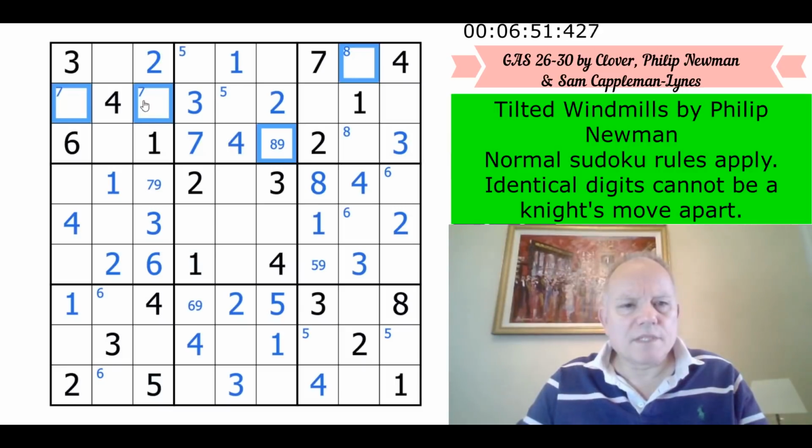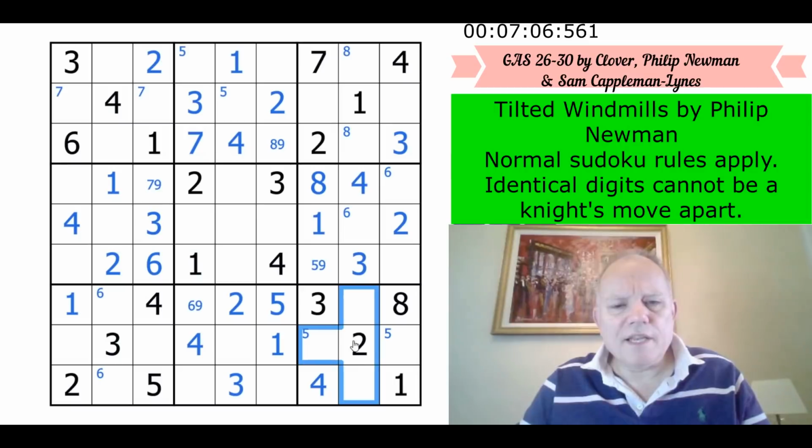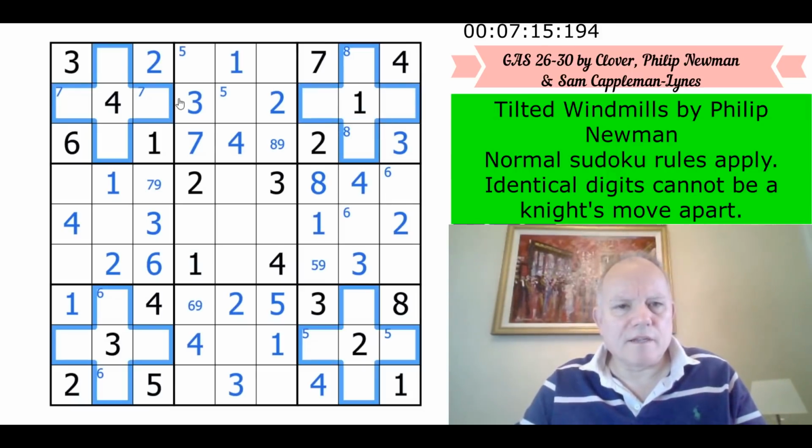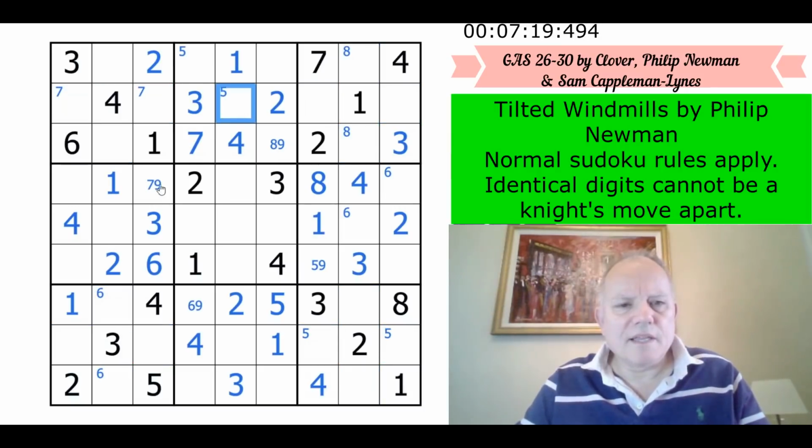8 there would force that to be an 8-7 pair. So we'd have a 5-9 pair here. These would be from 6, 7, 8. 9 would be along there. 9 would be along there. Yeah, okay. Wherever 9 is in these crosses, it's always going to push it around the grid. So 9 is never going to be in these cells.